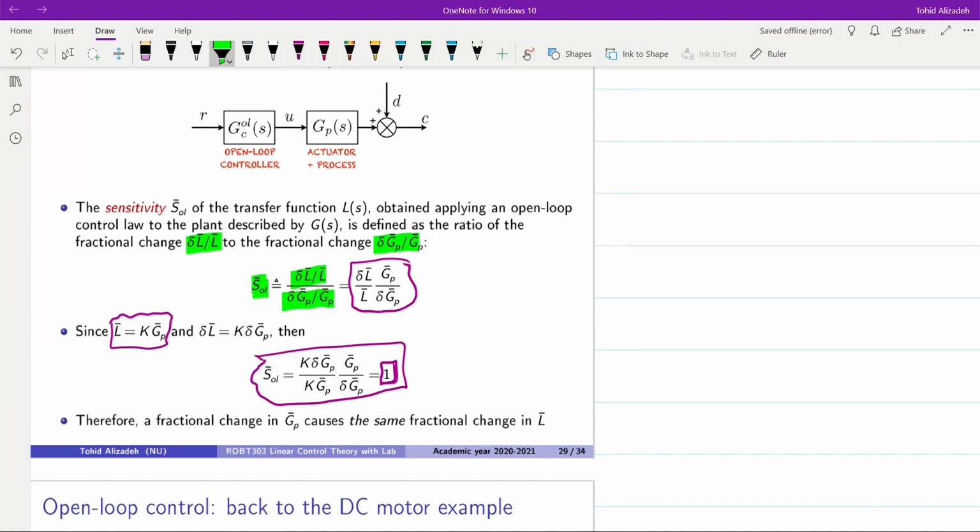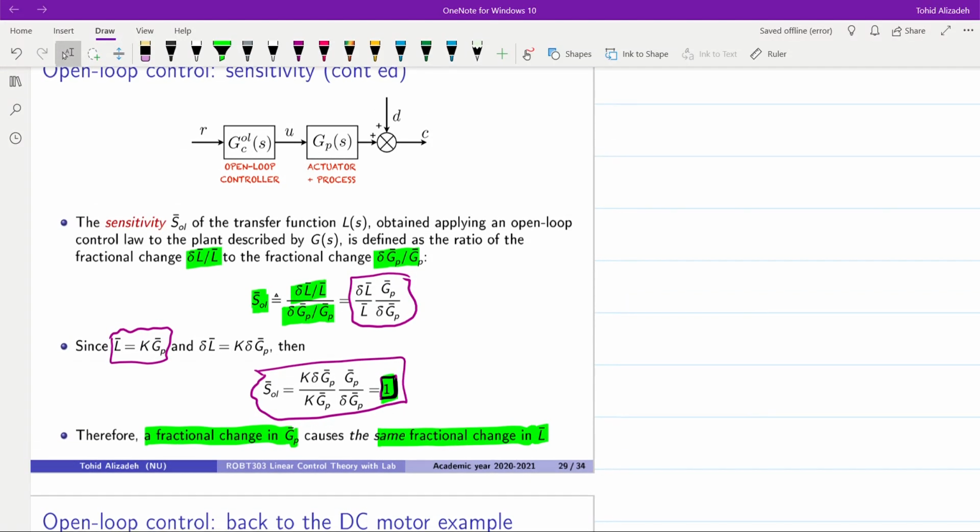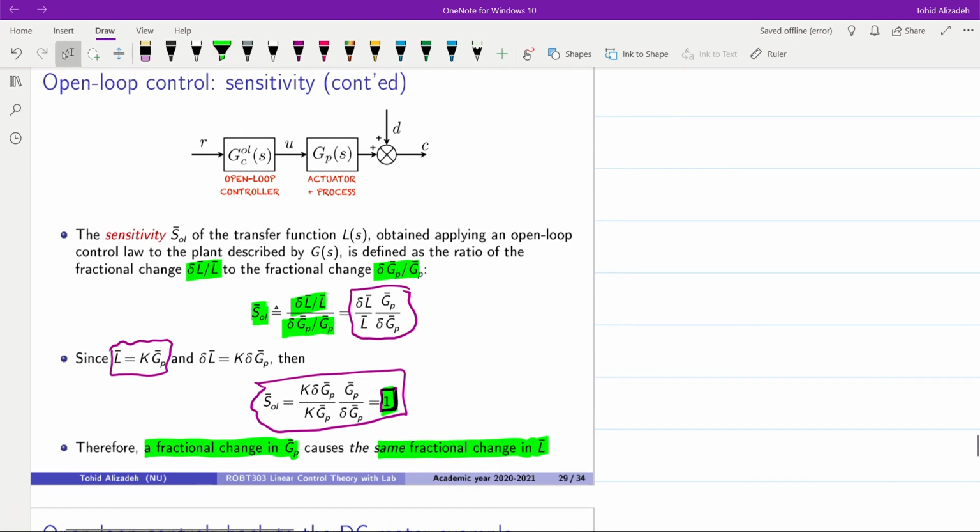So this is quite important to keep in mind. The sensitivity of the open loop control system is equal to 1. It means that any fractional change in GP bar causes the same fractional change in L bar. And this is not a desired behavior, because we want our control system to be less sensitive to the changes that we might have in the plant. In the ideal case, it should be equal to 0. And this is the worst case. So what we get with the open loop controllers is not desirable in terms of the sensitivity as well.